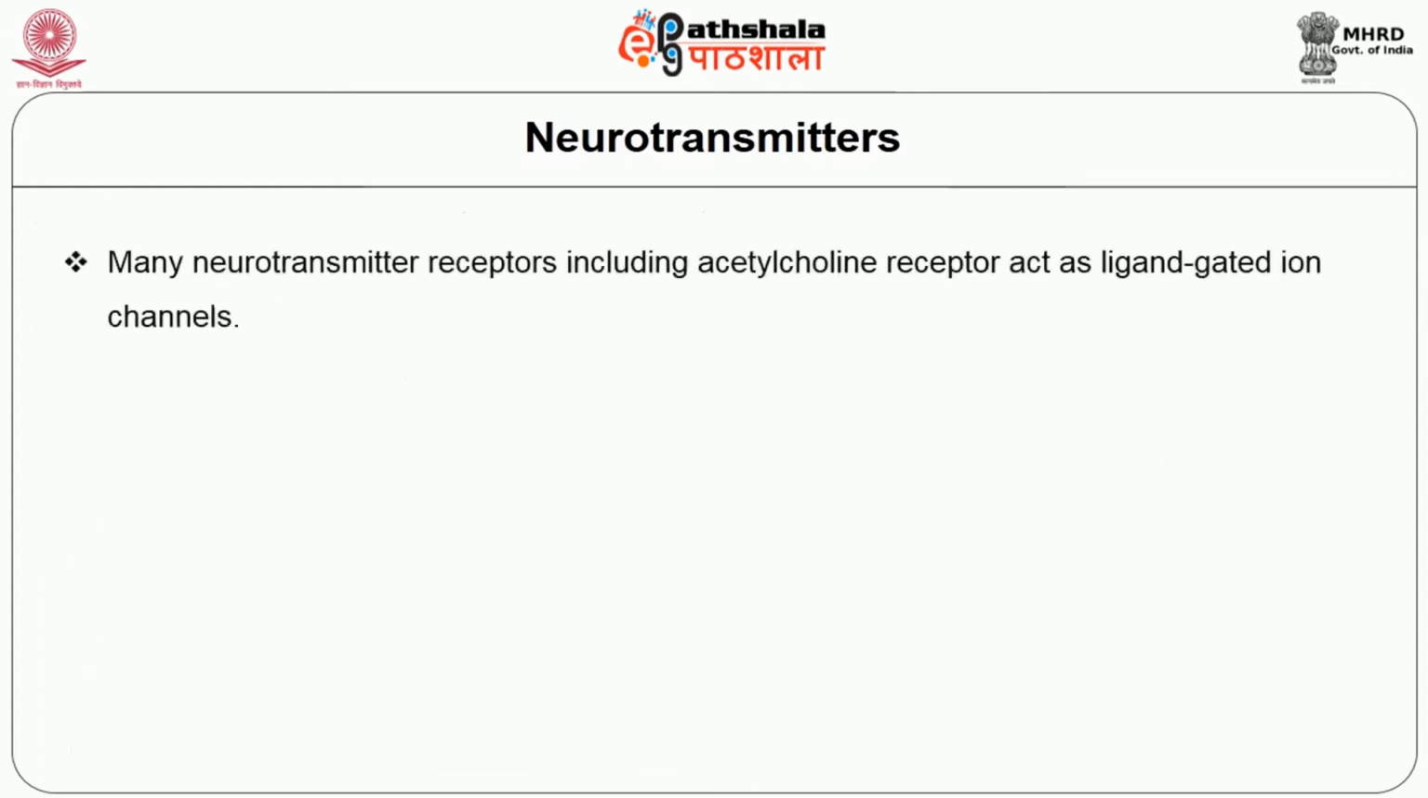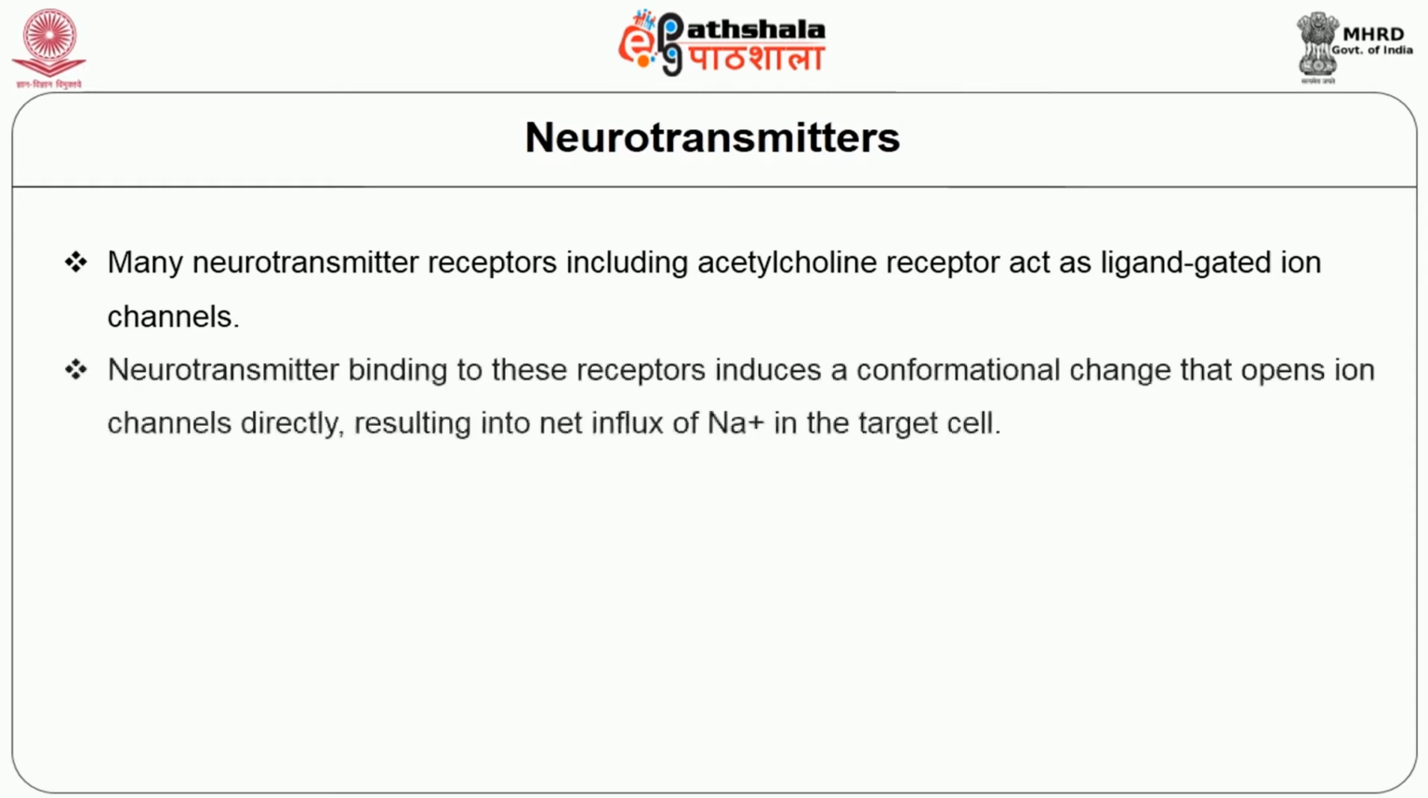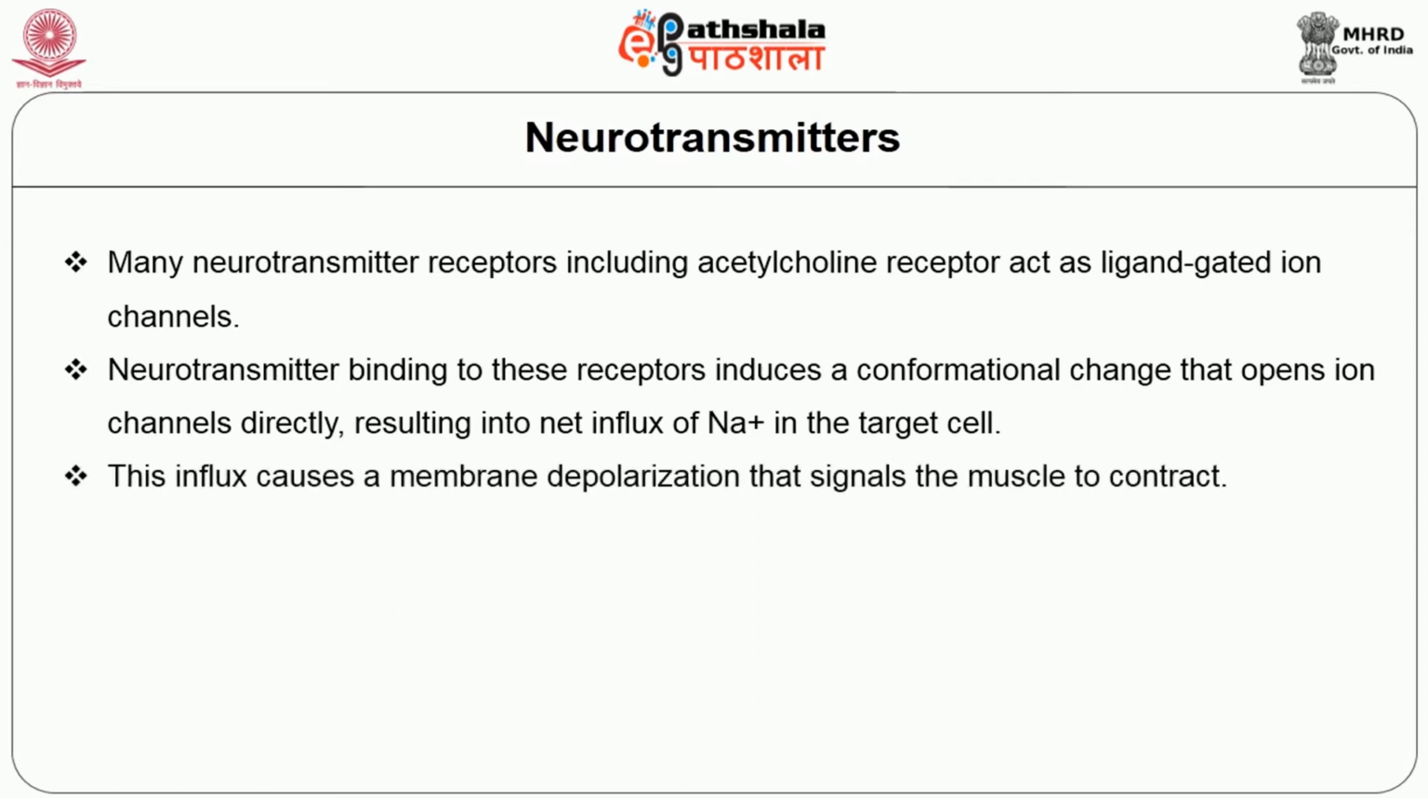Many neurotransmitter receptors, including acetylcholine receptor, act as ligand-gated ion channels. Neurotransmitter binding to these receptors induces a conformational change that opens ion channels directly, resulting in net influx of sodium ions in the target cell. This influx causes a membrane depolarization that signals the muscle to contract.